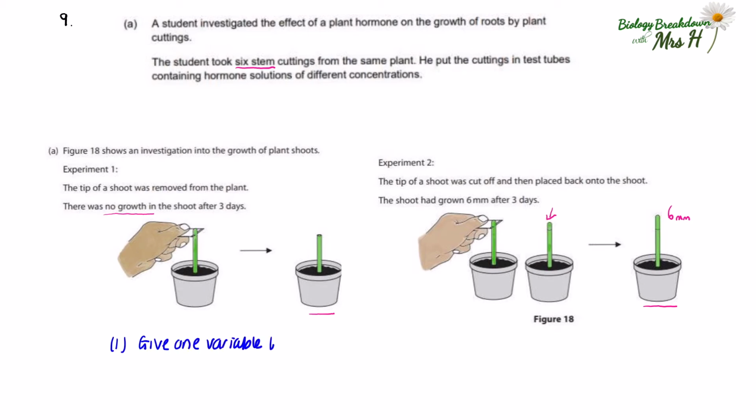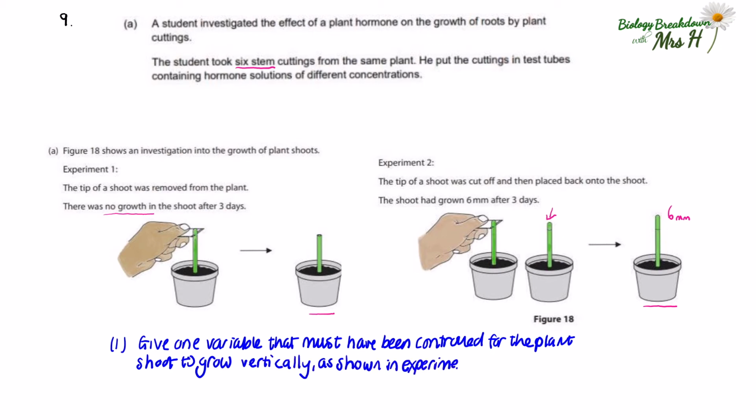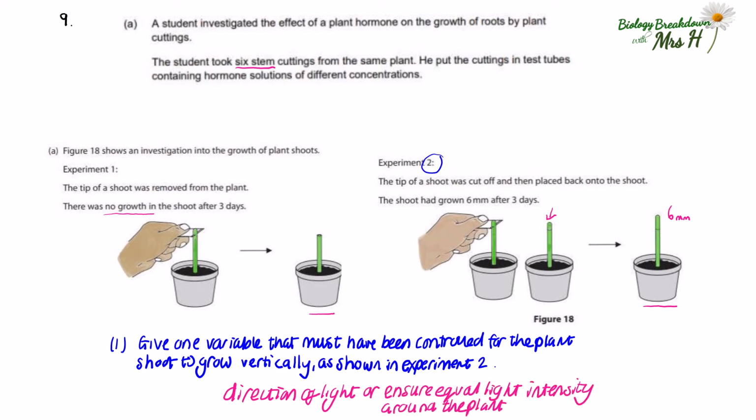Give 1 variable that must have been controlled for the plant shoot to grow vertically, as shown in experiment 2. Well, if we are going to make sure the auxins are evenly distributed, the direction of the light needs to be even on all sides. So the direction of light, or ensure equal light intensity around all of the plant.